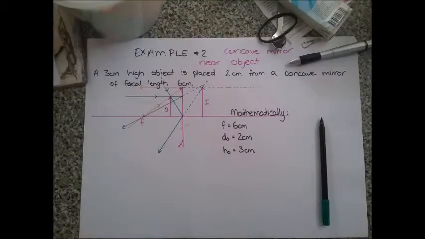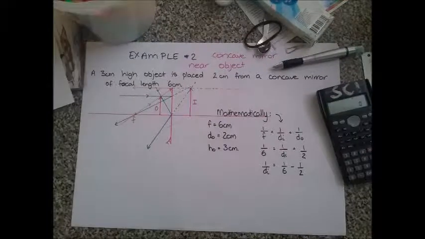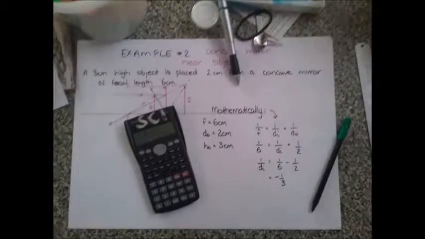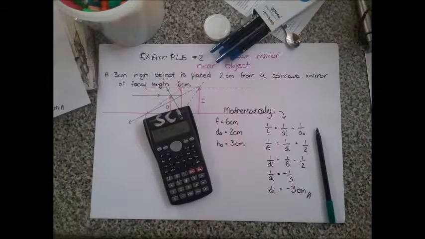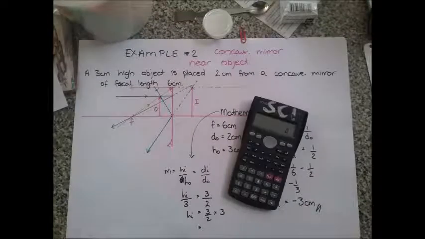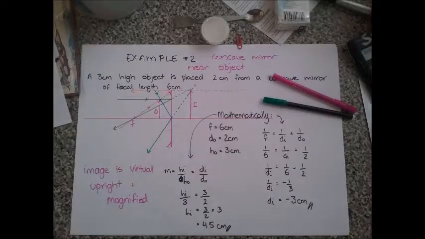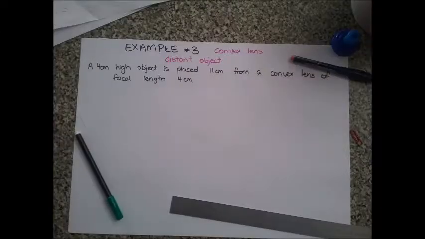This time the image is virtual. We're expecting a negative number for our di, our distance to our image, and you can see there we get an answer of -3. However, when we look at our heights, we're not interested in above or below. We're not going to have minus signs on that. We just work it out.